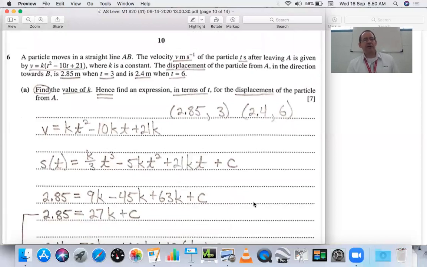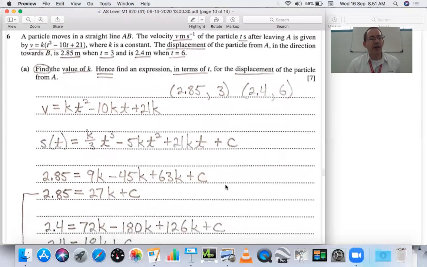Question number 6. A particle moves in a straight line AB. The velocity v after t seconds of leaving A is given by this equation. V equals k times parentheses t squared minus 10t plus 21, where k is a constant. The displacement of the particle from A in direction B is 2.85 meters after 3 seconds, 2.4 meters after 6 seconds. Find the value of k.